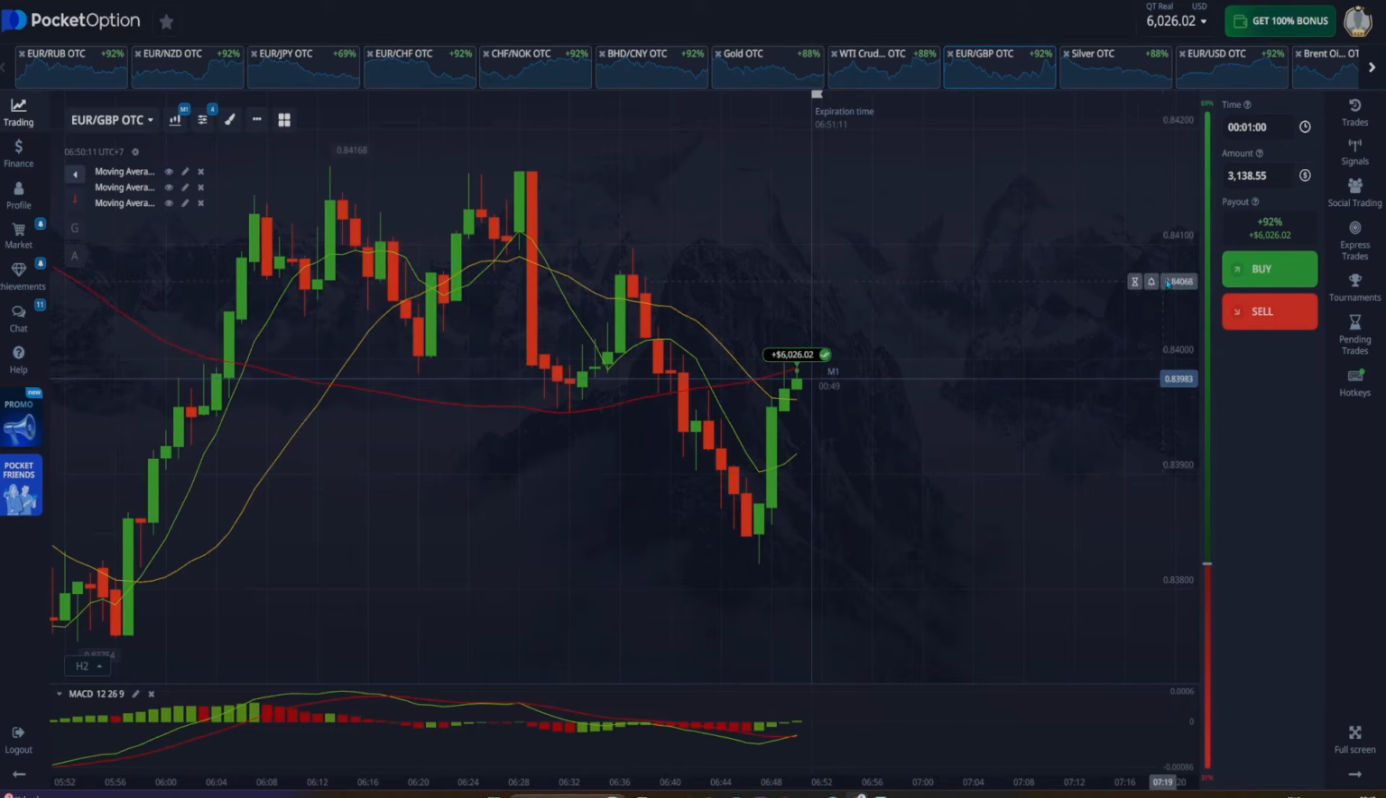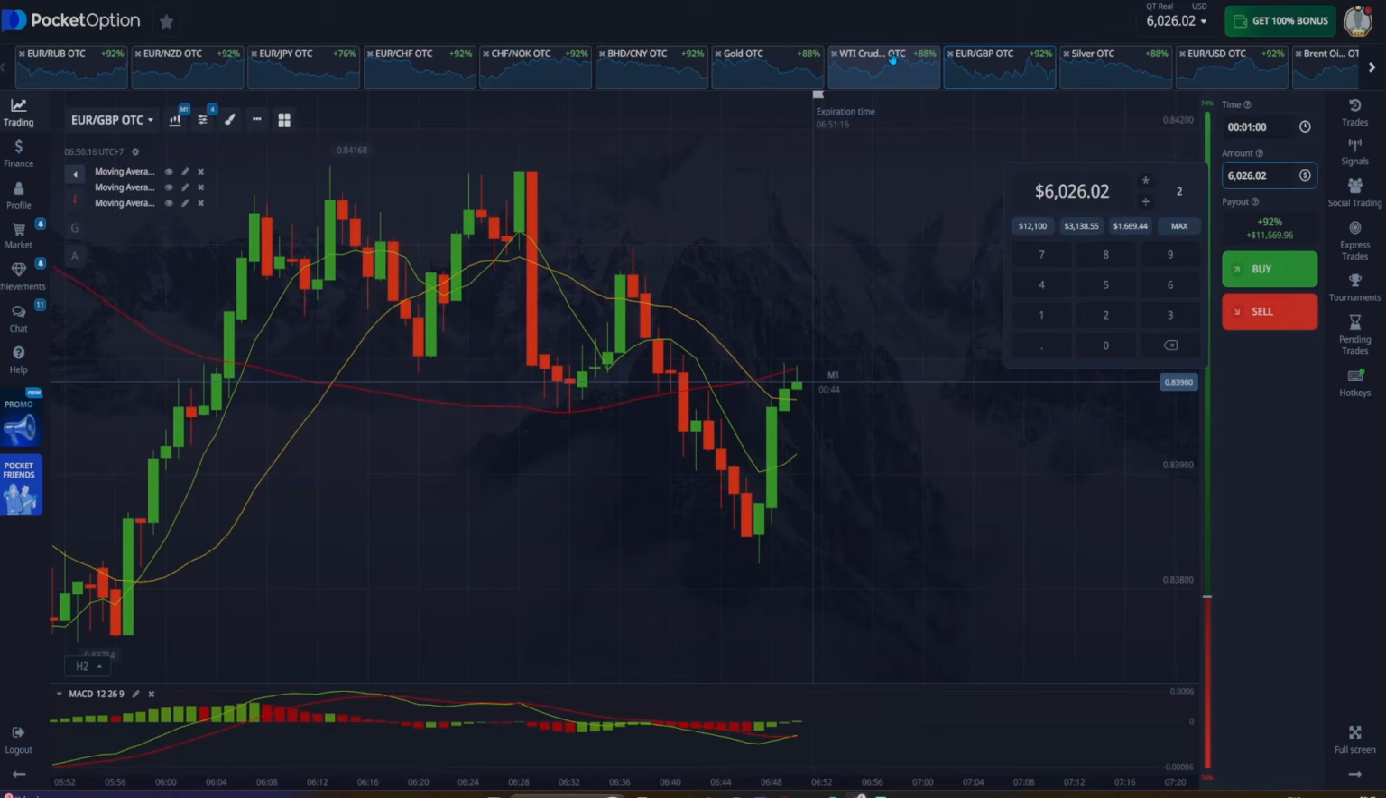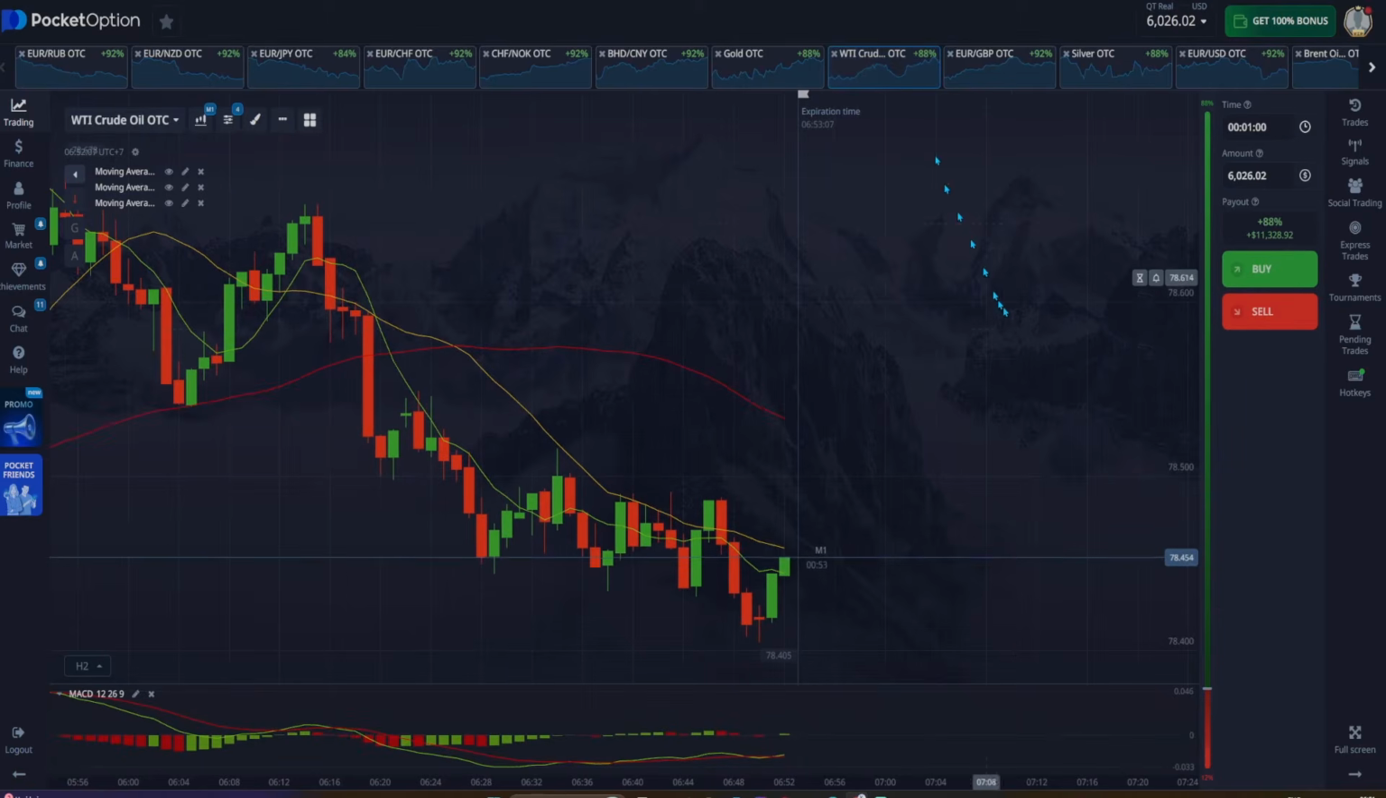Yes, exactly. Price is moving upward as the histogram strengthens. We're ready to open the market again and look for the next setup.